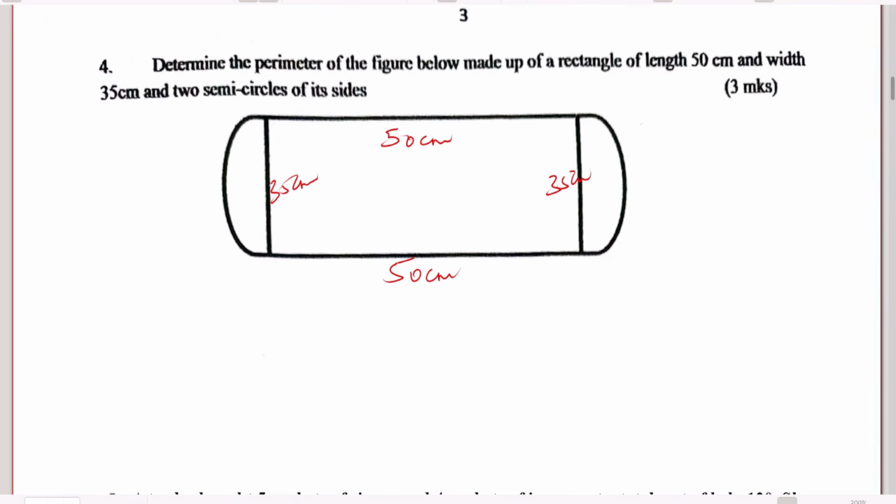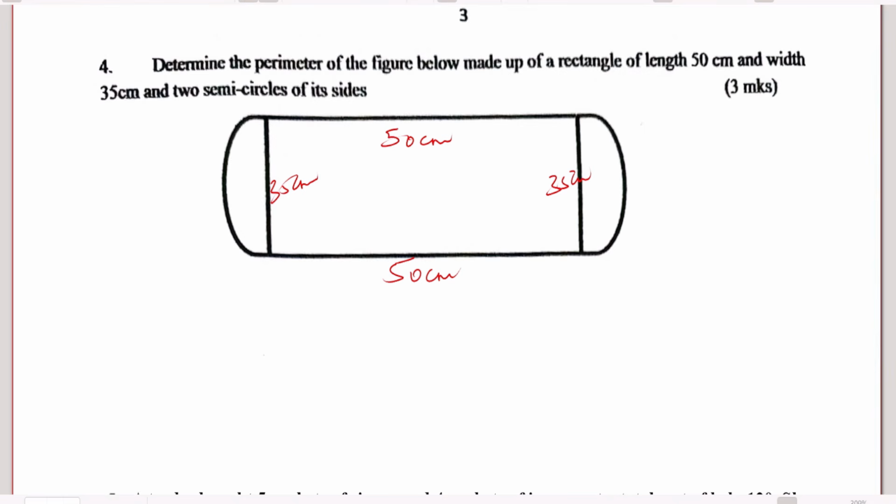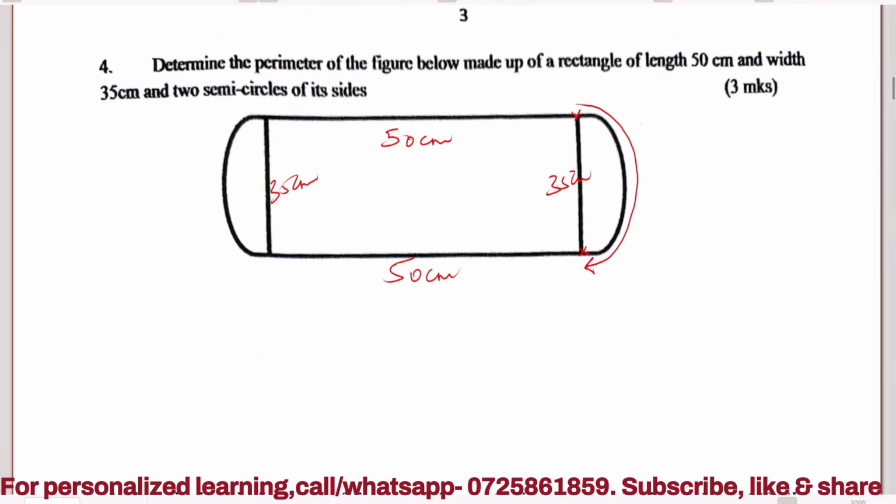Now to get the perimeter, perimeter is the total distance around this figure. So we shall get the total distance around, we add like this, that is the distance around. So that is what you are supposed to get. I will first get the distance around these semicircles. This distance here is what I want to get first, and it will be the same distance as the one on the other side.